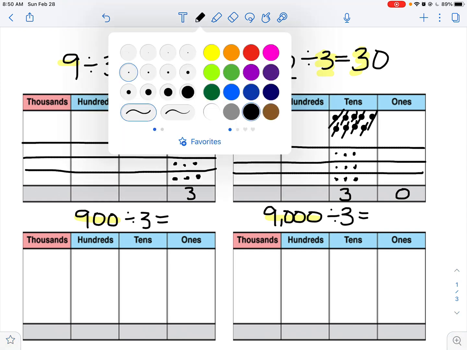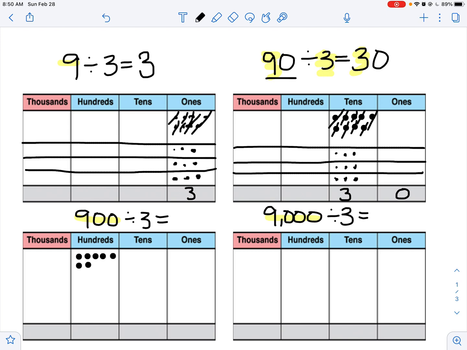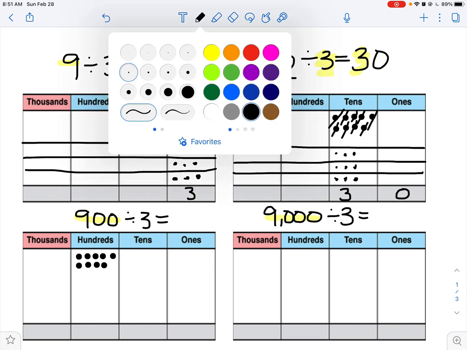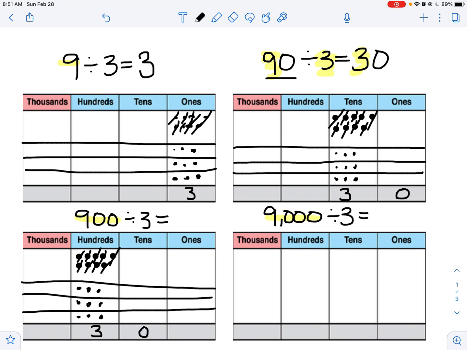What do you think will happen when we do the hundreds? It's going to be the same, isn't it? So 1, 2, 3, 4, 5, 6, 7, 8, 9 hundreds, no different. We're just shifting a place value over. Right? So if I parcel it out by 3, 1, 2, 3, 1, 2, and 3, we end up with 300s, and so therefore our quotient is 300, because again, we know 9 divided by 3 is 3, and we're talking about 900s, so our quotient will be 300s.